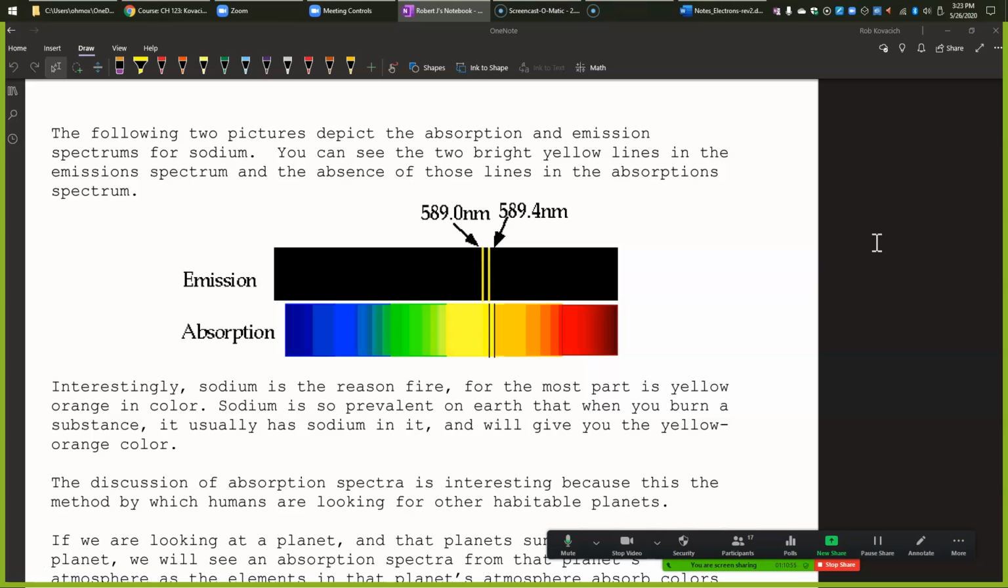You've seen this before. Can somebody tell me where this applies in everyday life? I've seen it in astronomy, but I don't know in everyday life. Nobody?